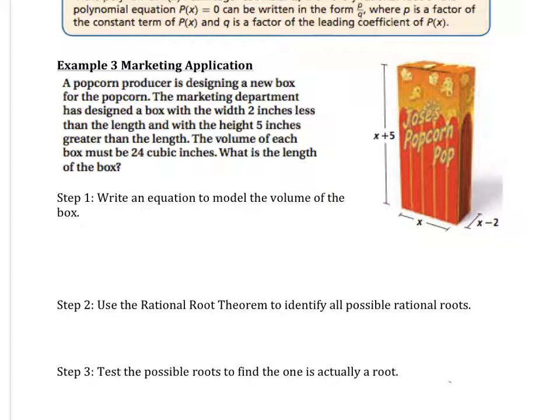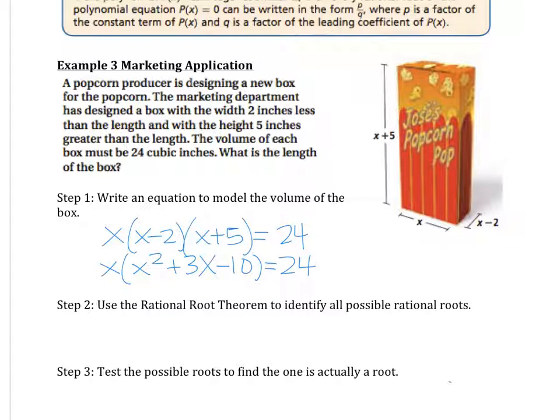So the first thing we're going to do is an application. We have this popcorn box, and we're designing a new box, and we want the width 2 inches less than the length, and the height 5 inches greater than the length. And the total volume can only be 24 cubic inches. So I know volume is multiplying all my dimensions together. And I know again that can only equal 24. So multiplying this, and I know I have to subtract the 24, so it's set equal to 0.